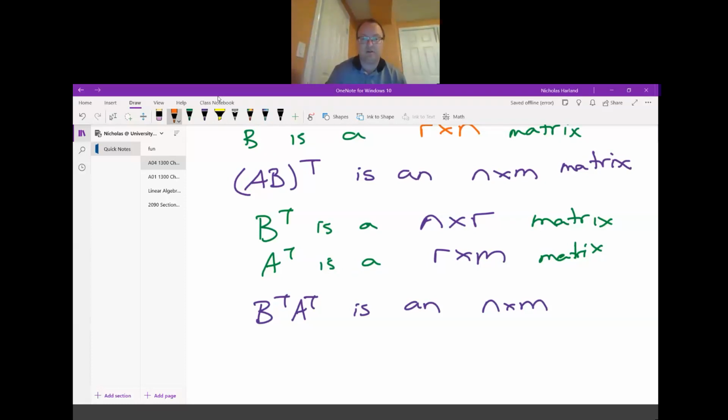All right, so as for the entries, we have to look at the ith row, jth column entry of A times B transpose. So what is the ith row, jth column entry of A times B transpose? Right, it would be the jth row, ith column entry of what? Jth row, ith column entry of AB. Beautiful.